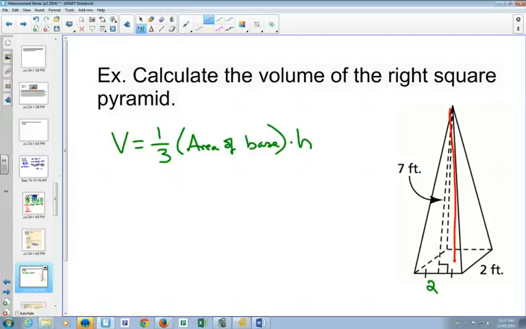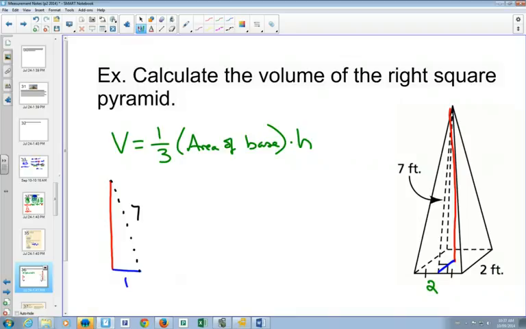So I'm going to draw that line off to the side here. I'm going to add a blue line here. Can you see that that would make a right triangle? And that black dotted line is the slant height, which is 7. How long is that blue line? It's only going to be 1 because it's going to be half the side.